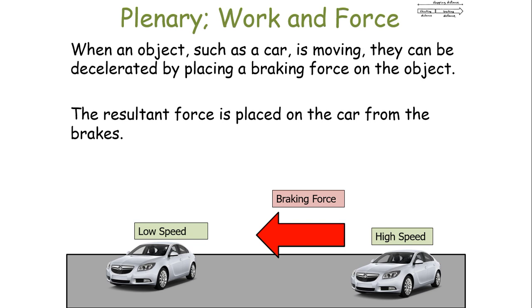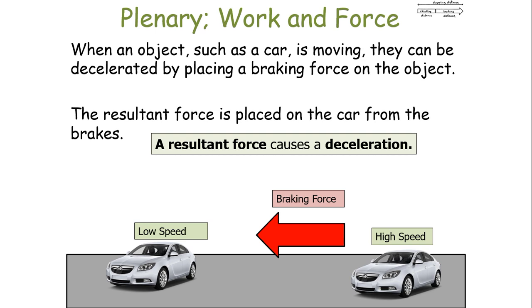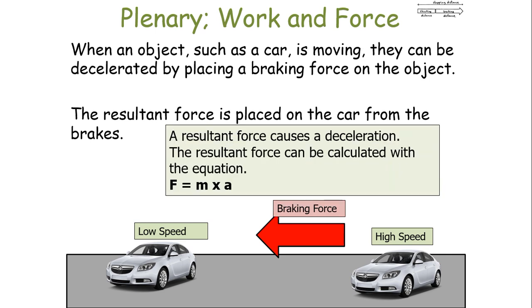Now, when an object, such as a car, is moving, it is decelerated, as we said before, by placing a braking force on the object. So a resultant force is placed on the car from the brakes. A resultant force, as we've learned previously, will cause a deceleration. We know this because F equals ma. So if we put a resultant braking force F onto our particular object with a mass m, it will produce a deceleration or negative acceleration of a.